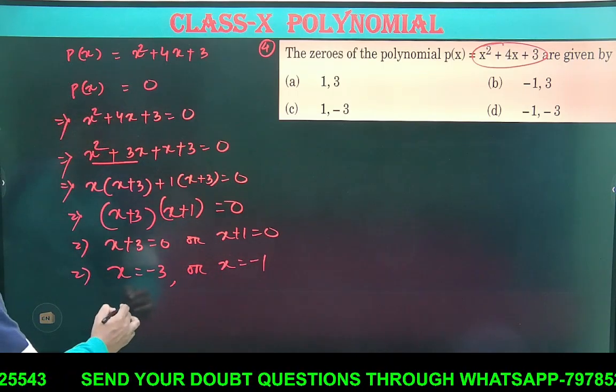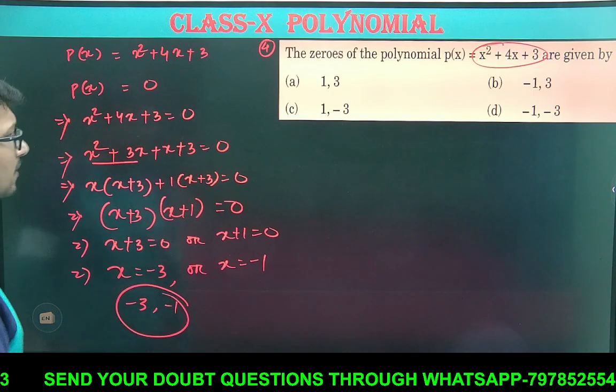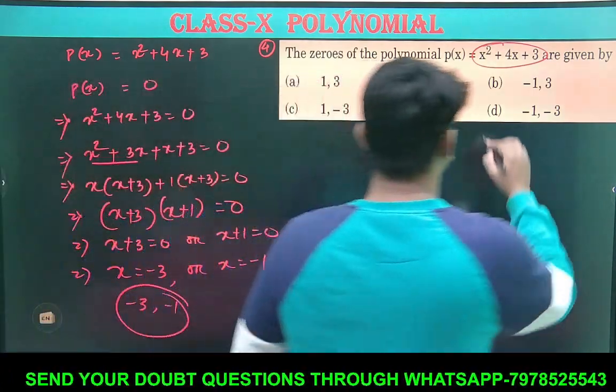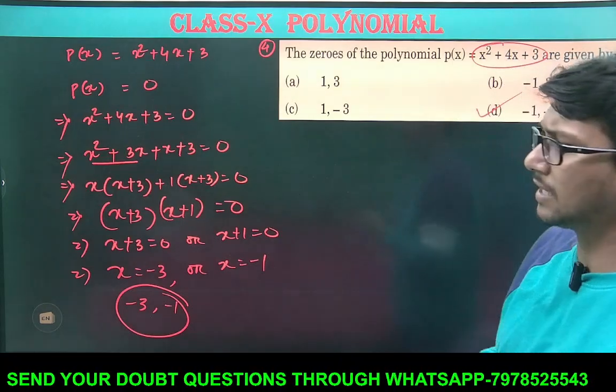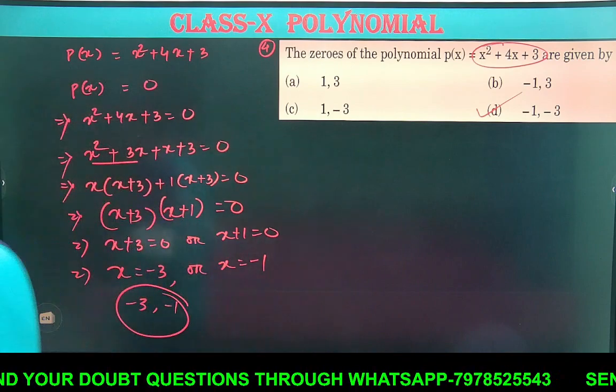So what are the zeros? Minus 3 and which one? Minus 1. Minus 3 and minus 1. Which one is the correct answer? Option number D is the correct answer. I hope this is clear to all. Note it down.